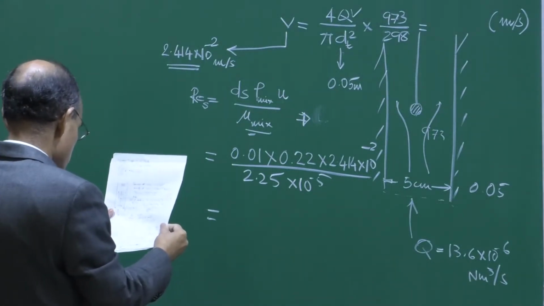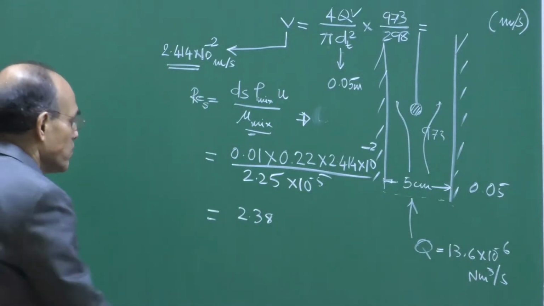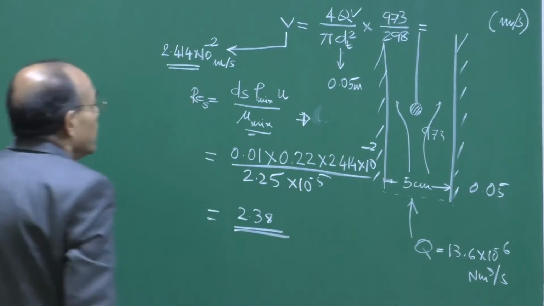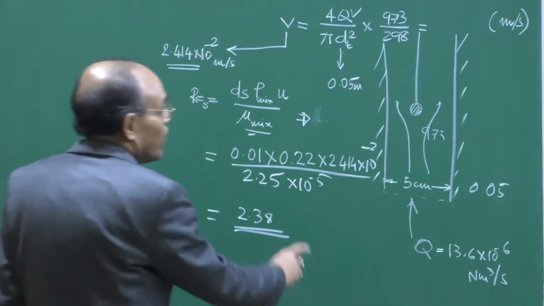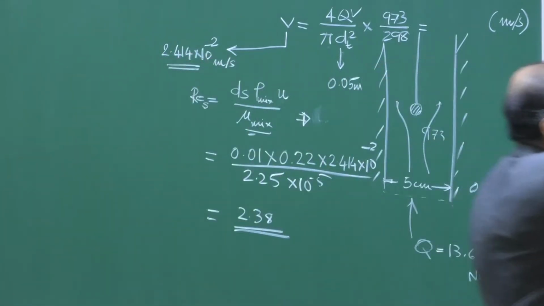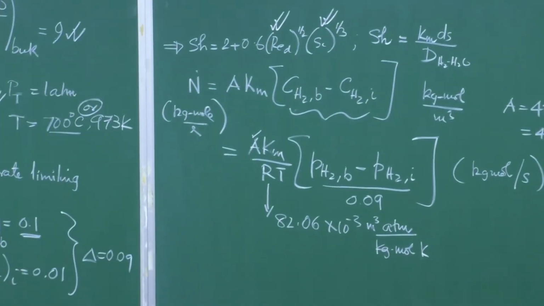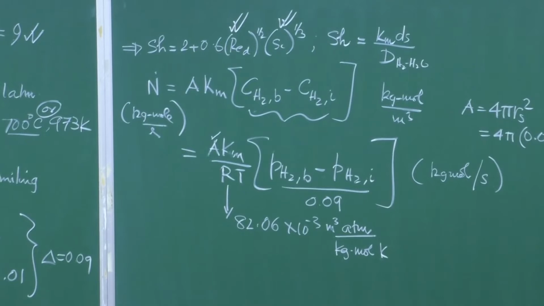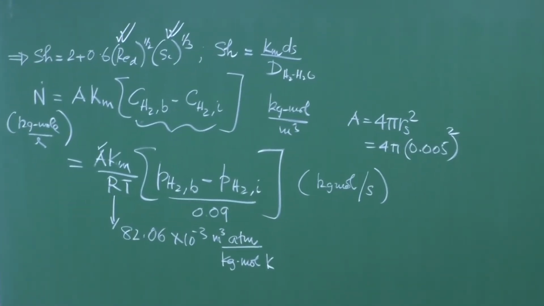Similarly, we can calculate the Schmidt number which appears in this correlation. So, we have calculated the Reynolds number. Now, we need to calculate the Schmidt number, so that we can calculate the Sherwood number, and on the basis of the Sherwood number we will be able to calculate the mass transfer coefficient Km, and that is it.